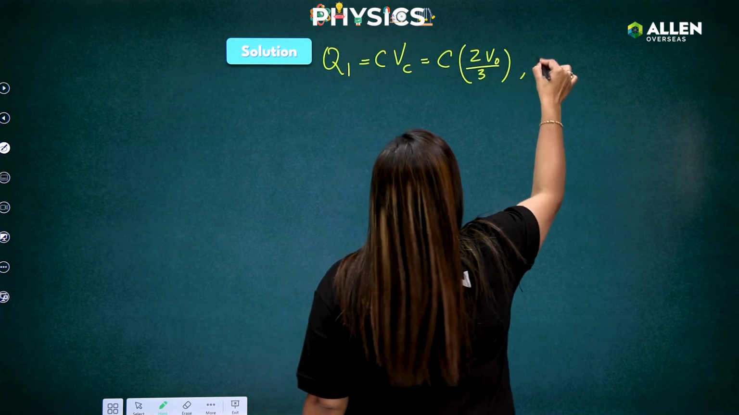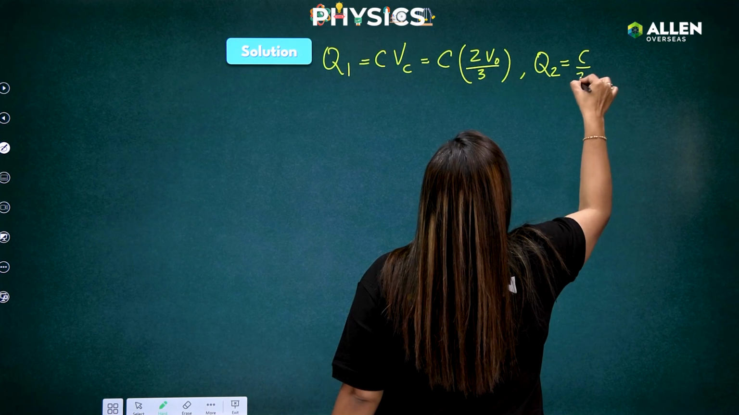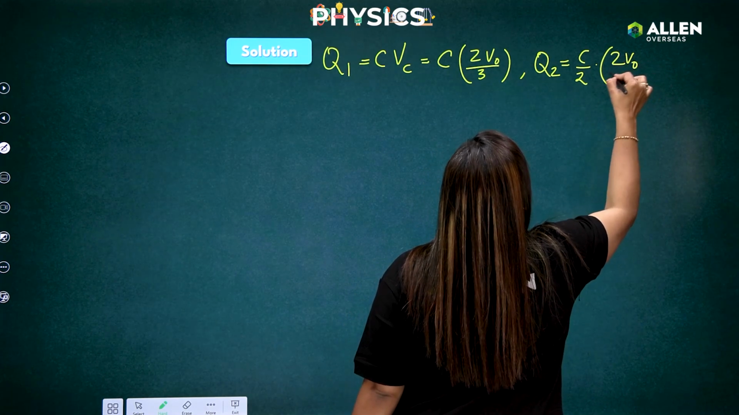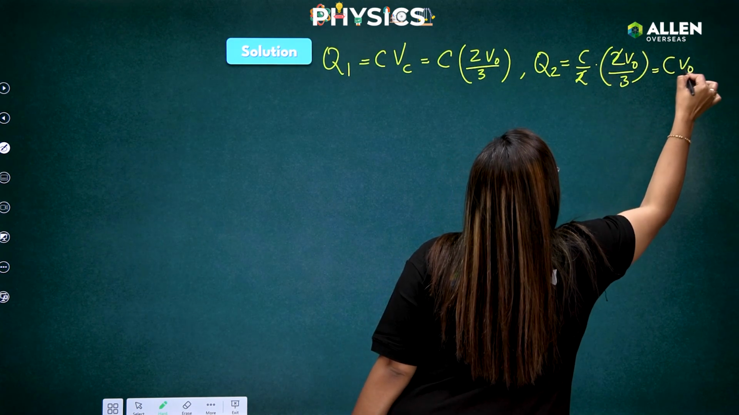And similarly, if you are asked to find the final charge on the second one, then it is C by 2, the capacitance of the second capacitor, times the common potential. So this is CV0 upon 3.